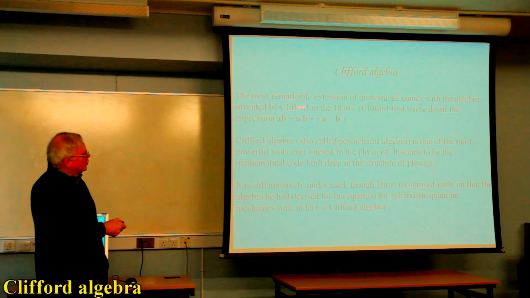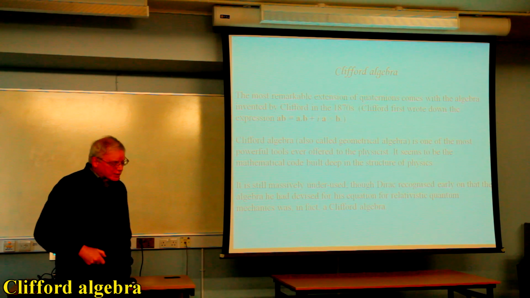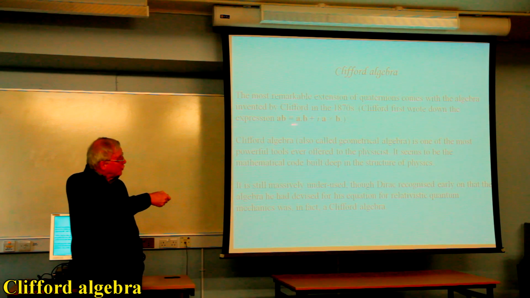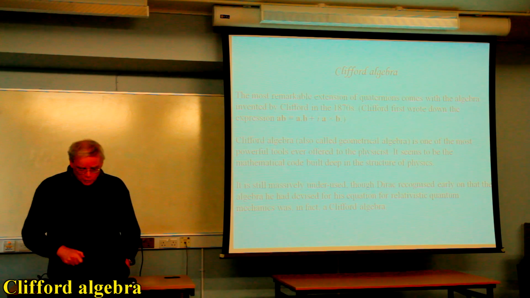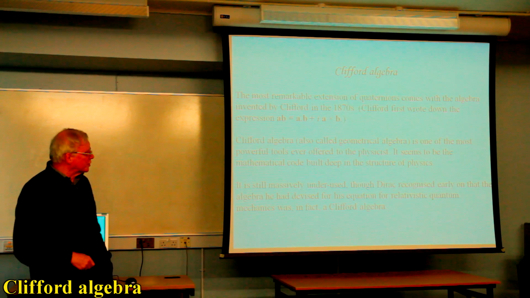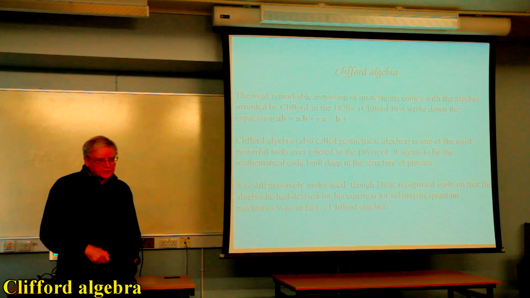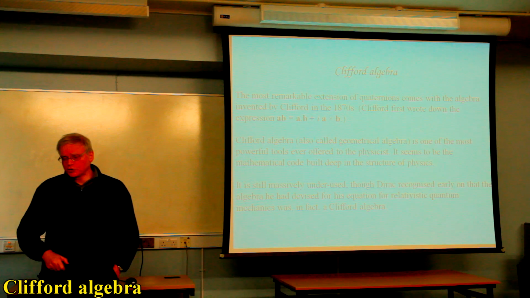Now, the most remarkable extension of this comes with the algebra invented by Clifford in the 1870s. And Clifford, by the way, first wrote down that expression. He didn't use the term multivariate vectors. It's also called geometrical algebra. The terms are interchangeable. And I think it's about the most powerful tool that physicists could have. And it's used by some physicists, but nothing like enough.